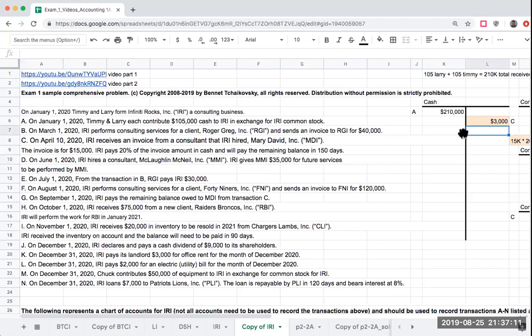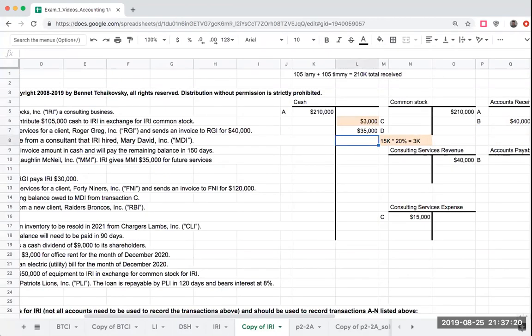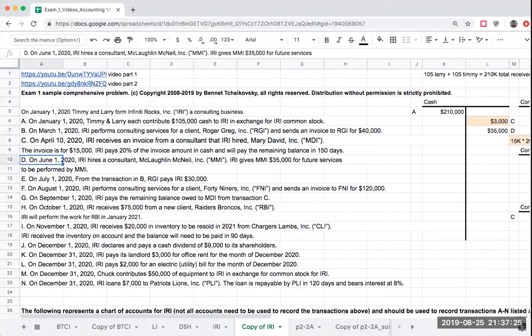Credit. Okay, we want to make this mistake right now, not on the exam, correct? Always want to make these mistakes now. Okay, so I'm crediting cash for $35,000. My cash is going down because I'm paying Professor McLaughlin $35,000.